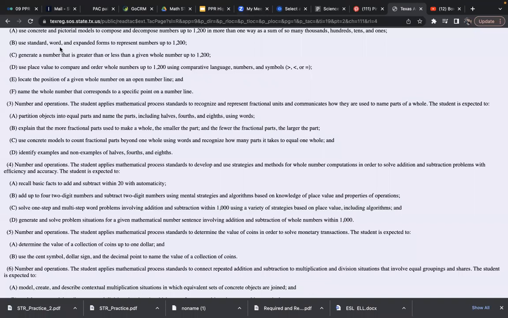Use standard, word, and expanded forms to represent numbers up to 1,200. So they need to be able to use and represent numbers with the different forms.